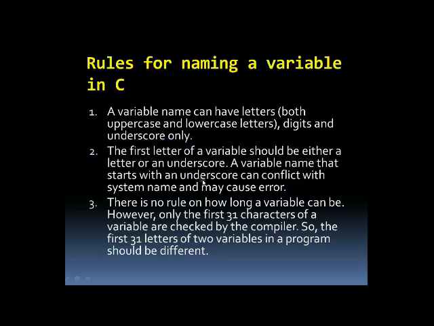Here are the rules for naming a variable in C. A variable name can have lowercase, uppercase, digits and underscore. The first letter of a variable should be either a letter or an underscore, but usually when we use an underscore, it can conflict with system names and may cause an error. There is no rule for the length of a variable.